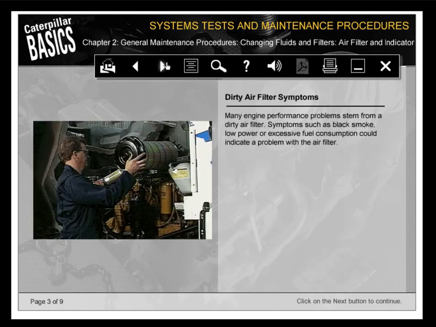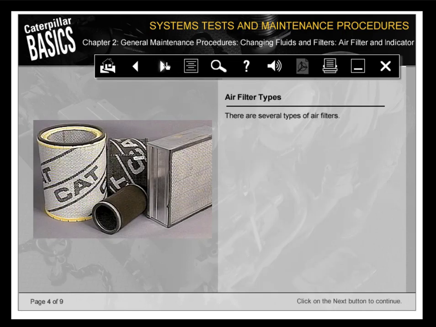Many engine performance problems stem from a dirty air filter. Symptoms such as black smoke, low power, or excessive fuel consumption could indicate a problem with the air filter. There are several types of air filters.